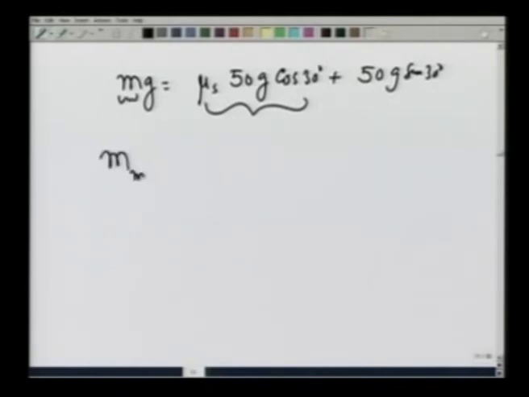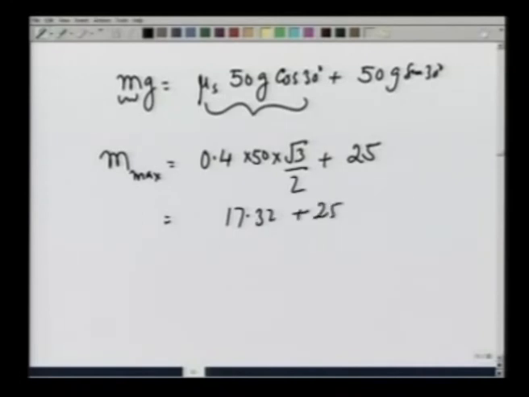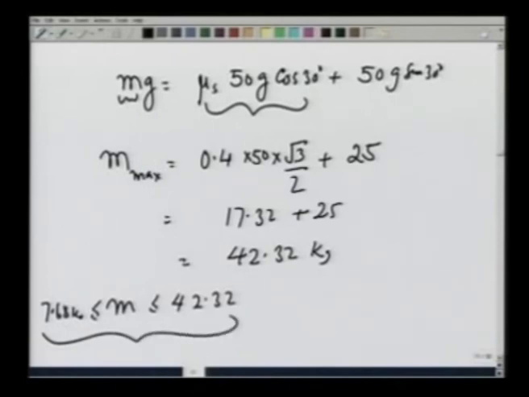So, m max is going to be mu s, which is 0.4, times 50 cosine 30, which is square root of 3 over 2, plus 25, which gives me 17.32 plus 25 or 42.32 kgs. So, for m less than 42.32 kgs and greater than 7.68 kgs, in this range the system would remain in equilibrium.